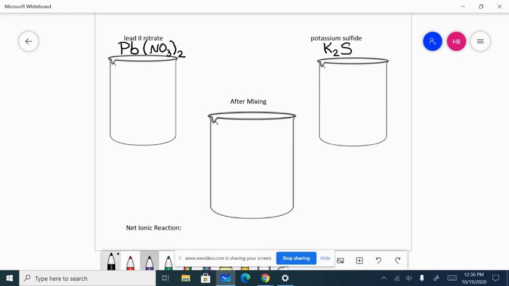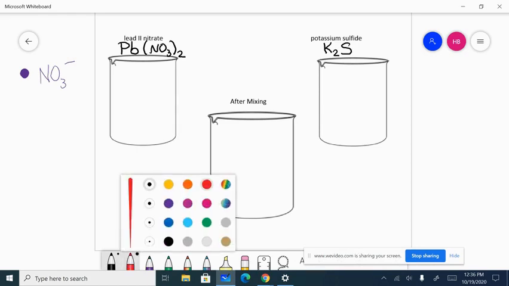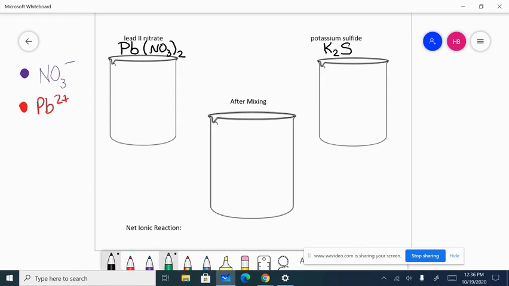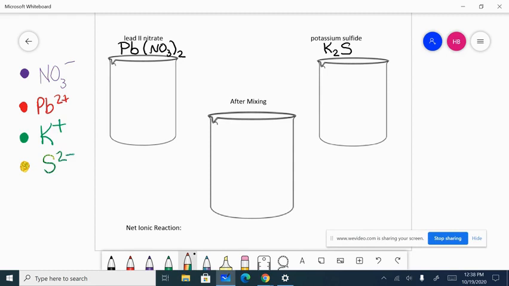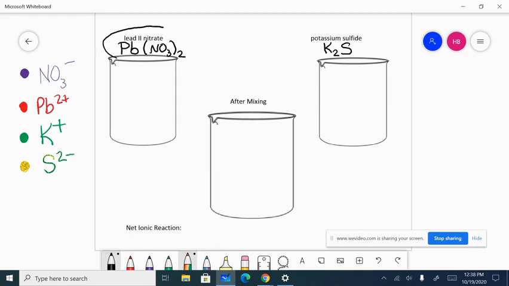So I'm going to try to draw a picture for you of what's going on here. We've got ions. Let's say that we're going to draw nitrate like such. This is going to represent NO3 -1. Let's draw lead, red. Let's draw potassium, green. And let's draw sulfide like such. So these are the colors that I'm going to use to represent the individual ions because both of these compounds are soluble.